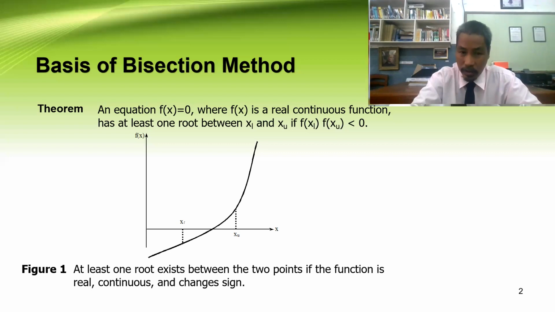The function is real and continuous because you can see the curve coming from this point up to that point, and it also changes sign. You can rewatch and review this theorem because it is very important for you to understand the concept. This is a very basic concept, which I think was already introduced to you during your first year or even senior high school, because it is an algebra theorem.